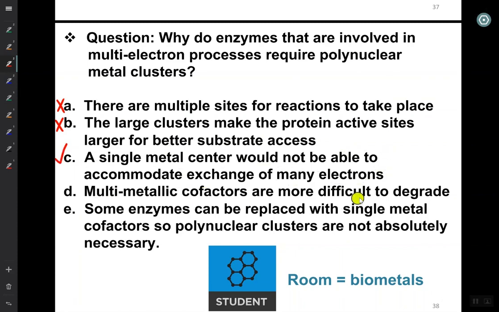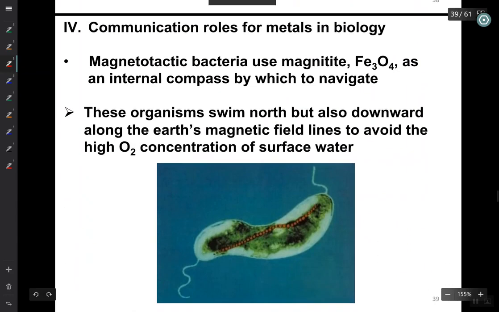D, multi-metallic cofactors are more difficult to degrade. I don't know if that's true. I think a lot of monometallic cofactors are pretty stable in the biological environment. E, some enzymes can be replaced with single metal cofactors, so polynuclear clusters are not absolutely necessary. To my knowledge, this has never been shown, where you can replace the cofactor from a polynuclear cluster with a single metal complex. So I'll probably exclude that one. The best choice here is that the multinuclear cluster is necessary because you can extract more than just a couple of electrons from that cofactor.